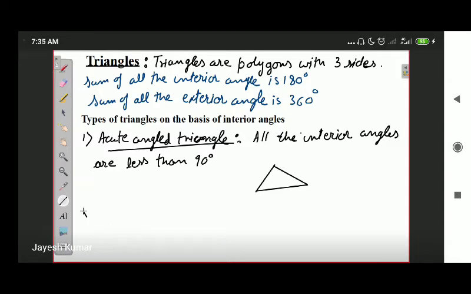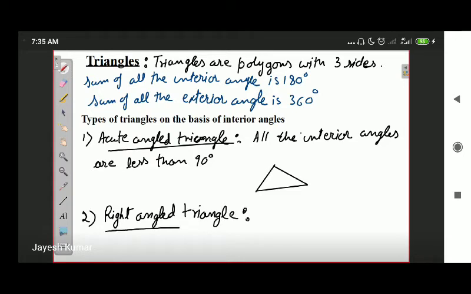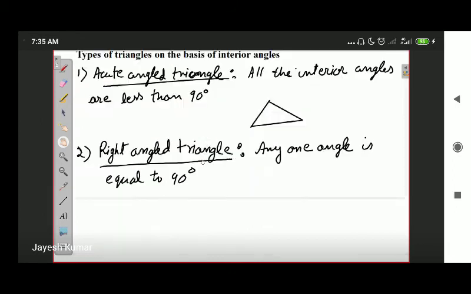Next, the second one is the right angle triangle. In mathematics, what is a right angle? Yes, it is a 90-degree angle. So any triangle which has any one angle as a right angle is called a right angle triangle. Any one angle of this triangle is equal to 90 degrees. Therefore, it is called a right angle triangle.